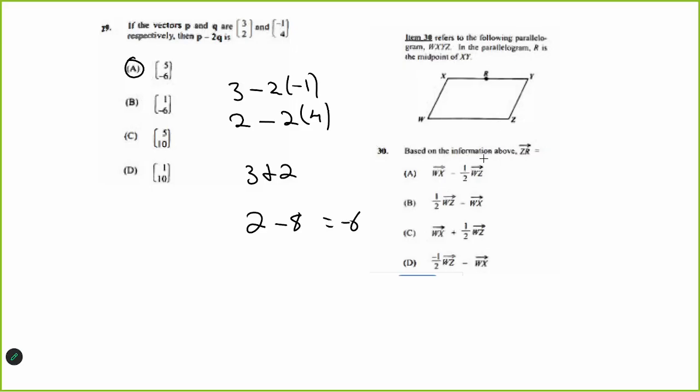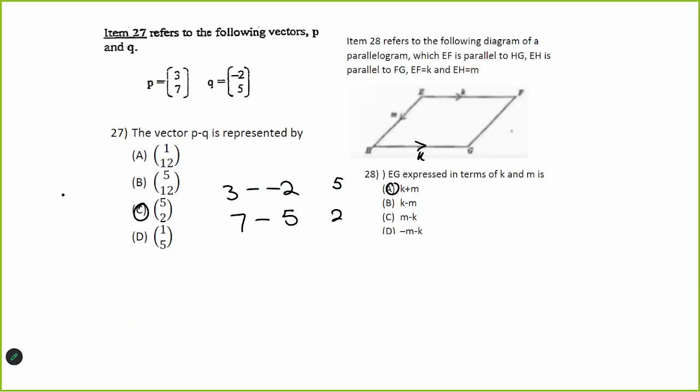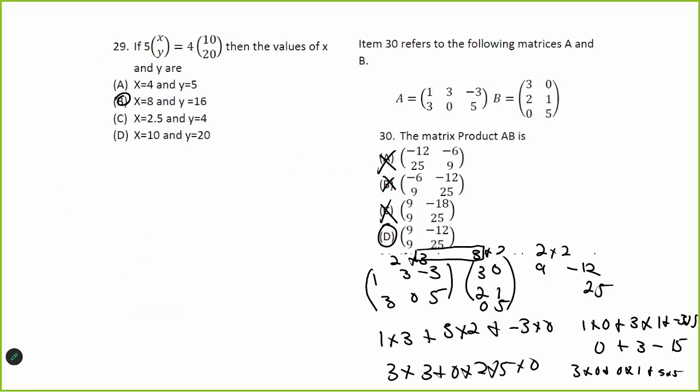This one here, they want ZR. So ZY is known as WX, right? So WX, we're going in the opposite direction of WZ. So it'll be negative a half WZ. So the answer is A for this one. Right? And that is the end of vectors and matrices 2025 to 2018, numbers 27 to 30.